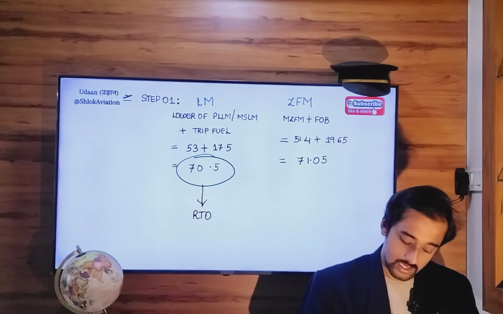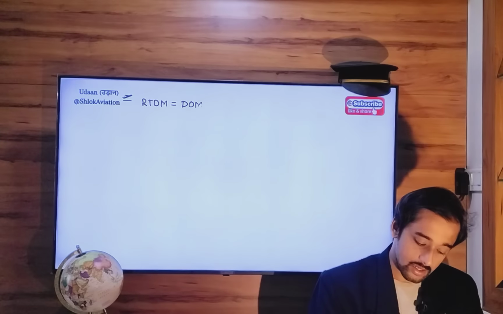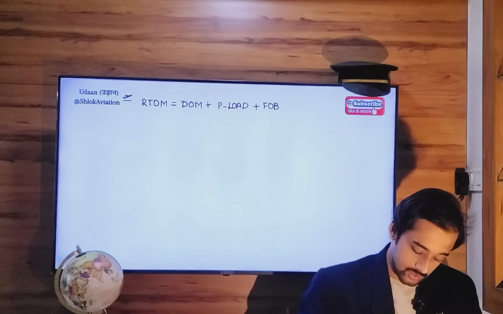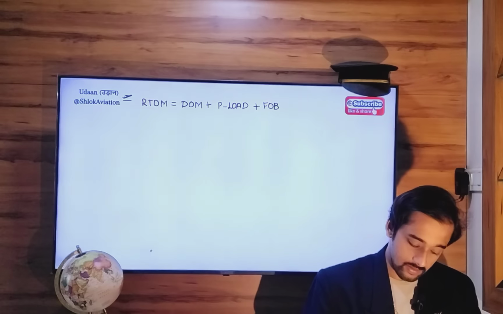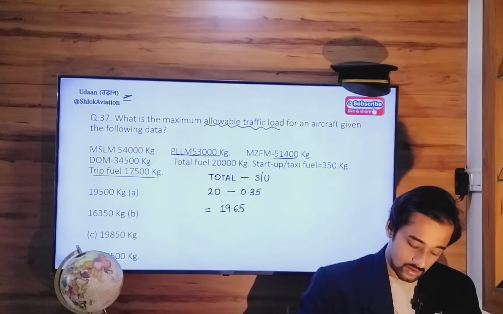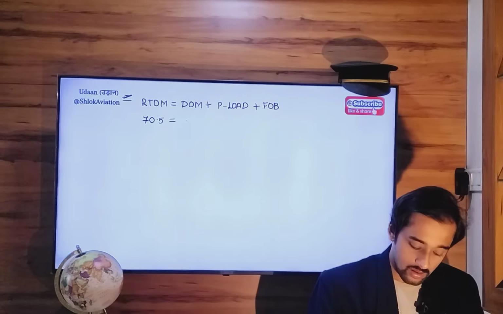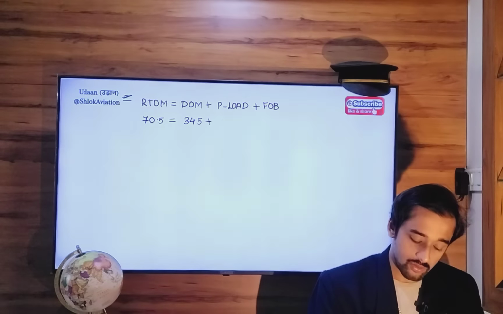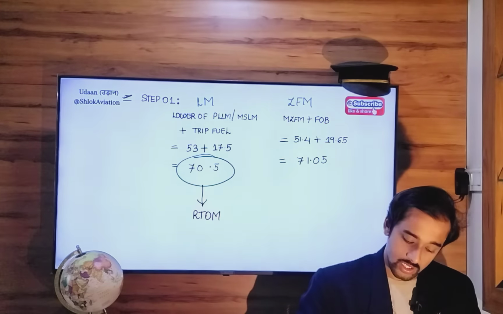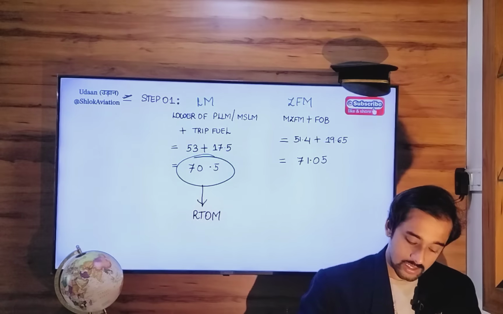takeoff mass. So regulated takeoff mass equals dry operating mass plus payload plus fuel on board or takeoff fuel. Substituting the value, 70.5 equals 34.5 plus payload or traffic load plus fuel on board, which is 19.65.